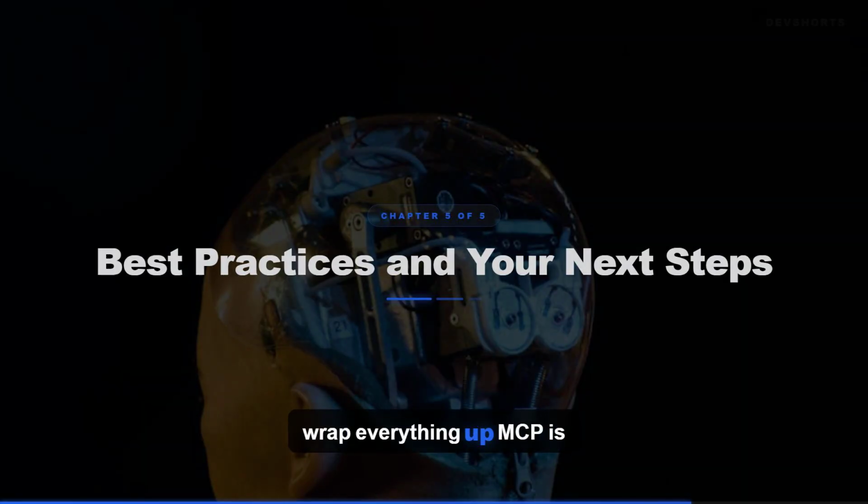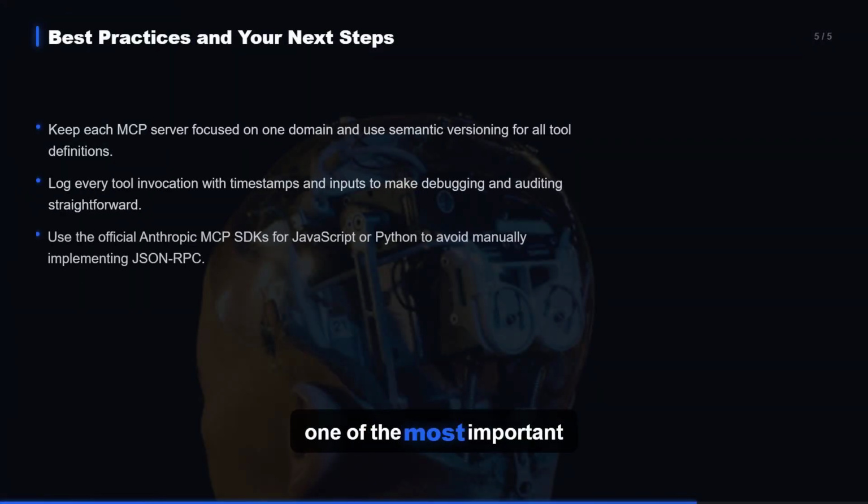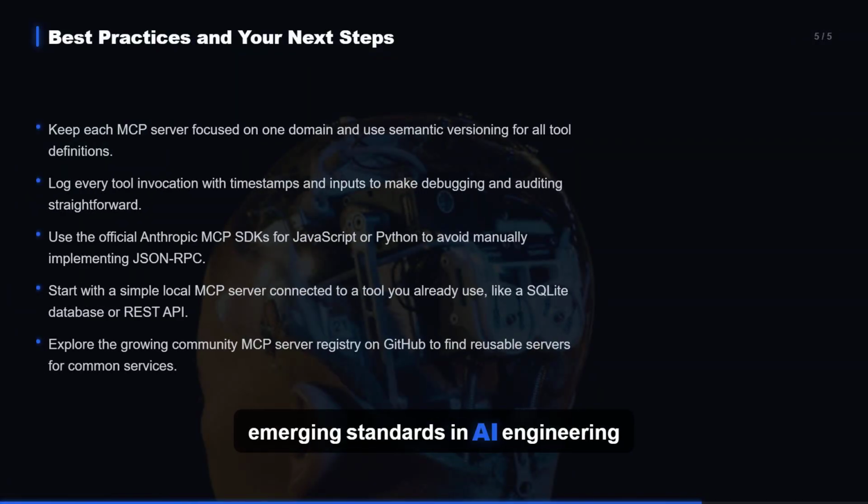Let's wrap everything up. MCP is one of the most important emerging standards in AI engineering right now, and understanding it early gives you a real edge. You've learned that MCP creates a clean separation between AI models and the external tools they use. You've seen the three-layer architecture: host, client, and server. You've written a real MCP server in JavaScript, and you know the pitfalls to avoid.